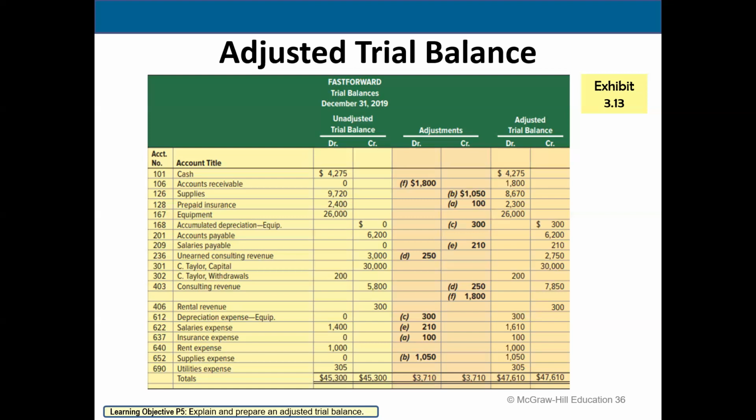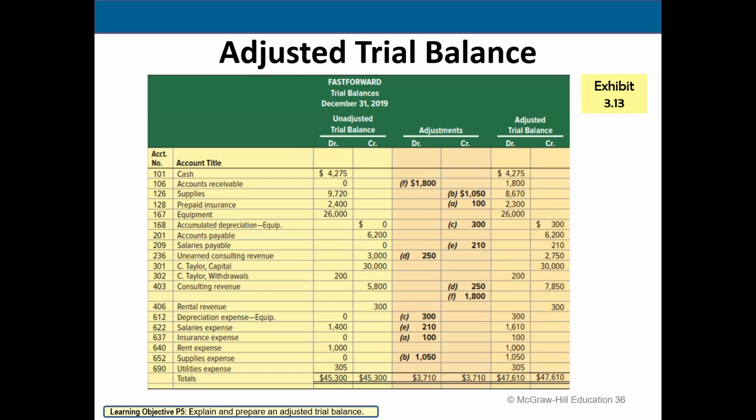So if you have a debit balance and a debit adjustment, you'll add them to find the adjusted balance. If you had a debit balance and a credit adjustment, you would subtract them because that credit is reducing that debit balance. If you had a credit balance and a credit adjustment, you would add them to find the new adjusted balance. And if you had a credit balance and a debit adjustment, then you would subtract them. So like, for example, unearned consulting revenue had a credit balance of $3,000, a debit adjustment of $250, giving us an adjusted trial balance of a credit of $2,750. So there's our adjusted trial balance.